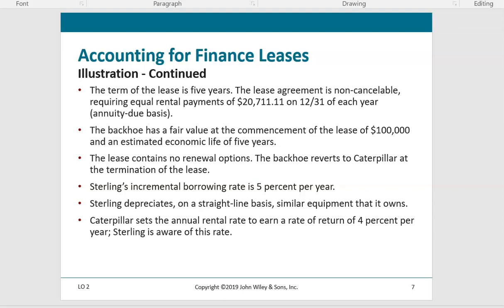The lessee's incremental borrowing rate is 5% per year. The lessee depreciates its assets on a straight line basis. And Caterpillar sets the annual rental rate to earn a rate of 4%. So there's an implicit interest rate of 4% on the lease, and Sterling, the lessee, is aware of this rate.